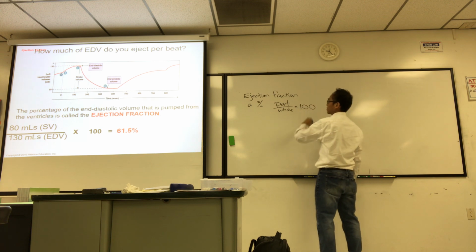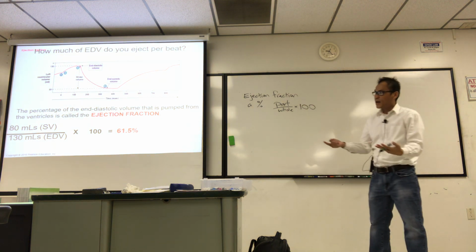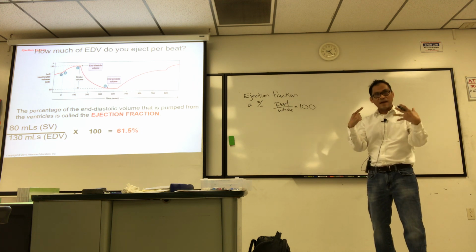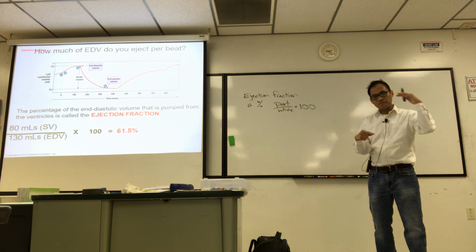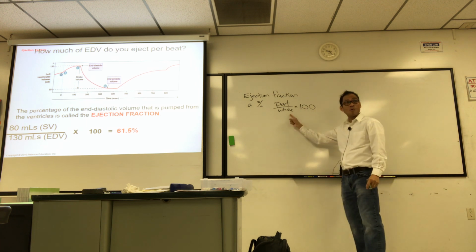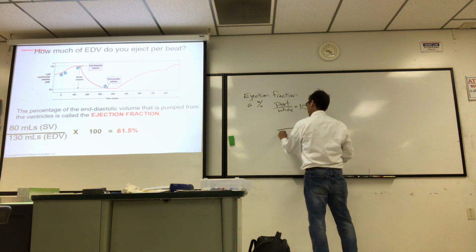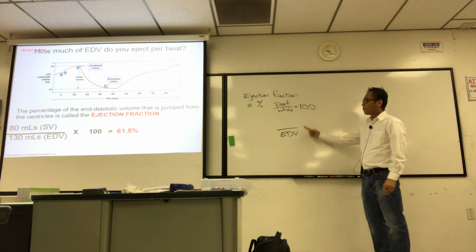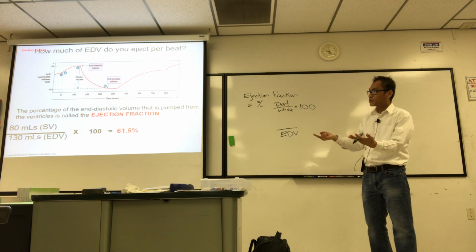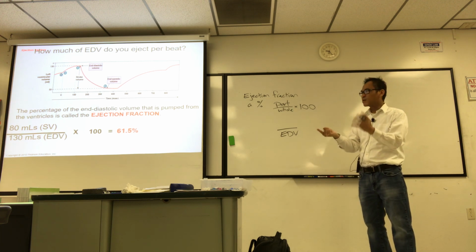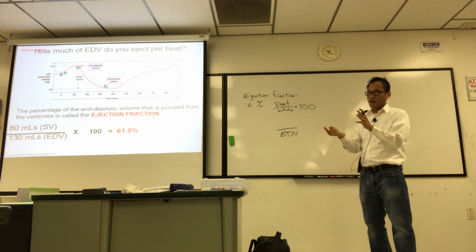100. Boom. Now let's put it in context of the cardiac cycle. What is the amount of blood available to eject from the heart when you finish inflow? The EDV, right? So that's our whole. So I'll put that in the denominator. The part is how much we pumped, the volume you pump out with each heartbeat. What do we call that? Stroke volume.